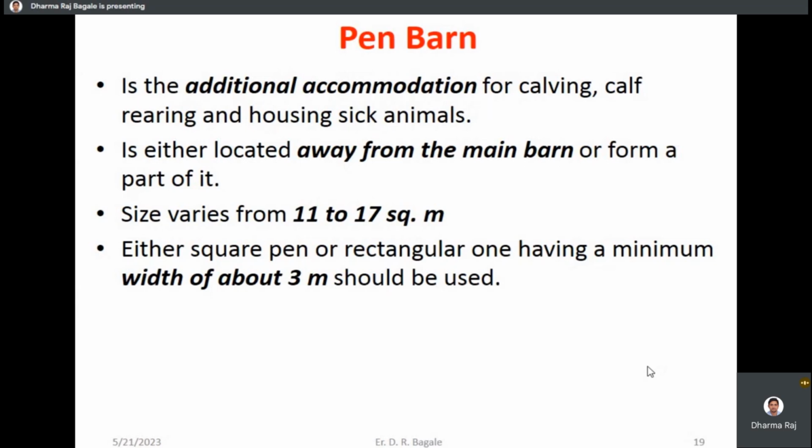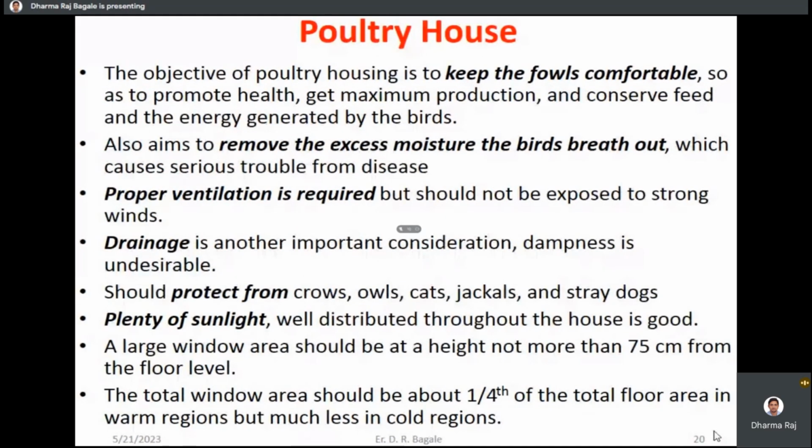Similarly, there is the pen barn, which is the additional accommodation for calf rearing and housing sick animals, and they should be located away from the main barn or as a part of it. It varies from 11 to 17 square meter in area. Either a square pen or a rectangular pen, with a minimum width of 3 meter, will be sufficient for this use.